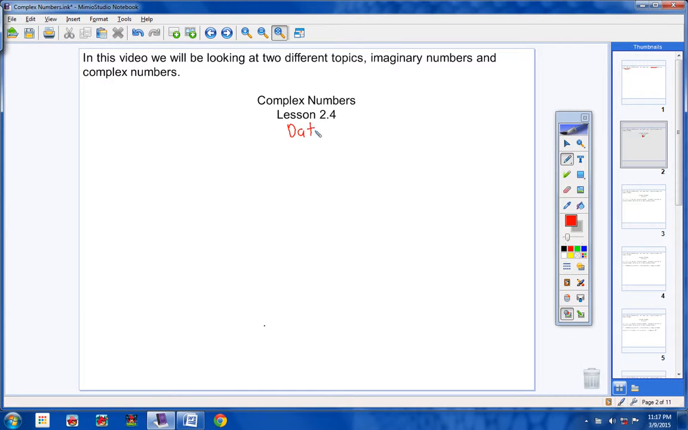Now, if you're wondering why we're looking at two topics, but yet your heading is only complex numbers, that's because we're mainly going to focus on complex numbers. You see, students, you can't have complex numbers unless you first understand what an imaginary number is. So that's why we're looking at two topics, imaginary numbers and complex numbers. But most of our focus today will be on complex numbers. Okay? Alright, let's continue on.